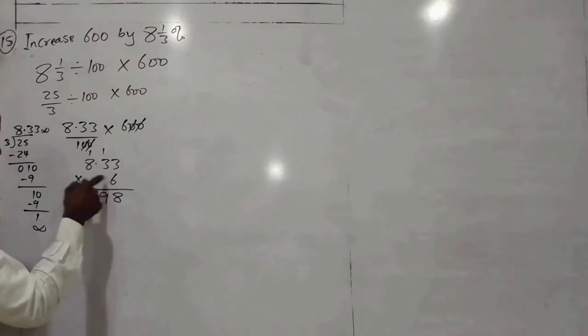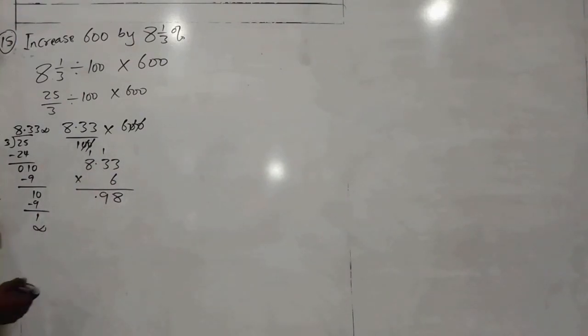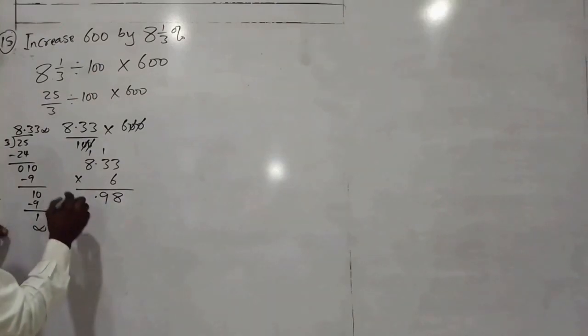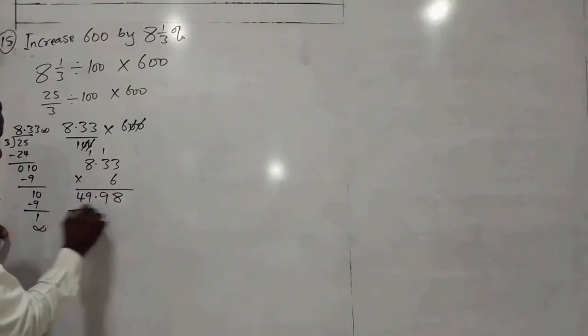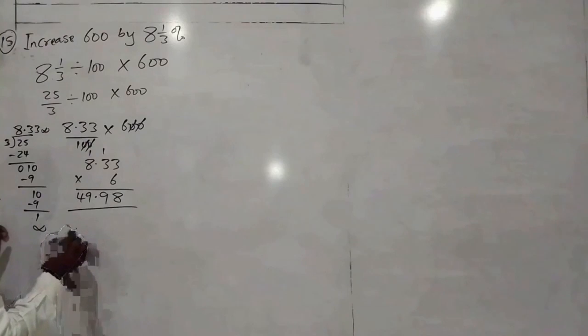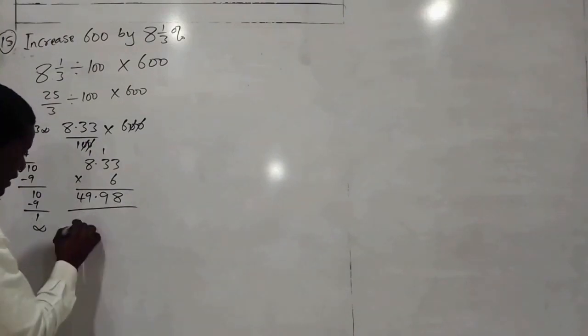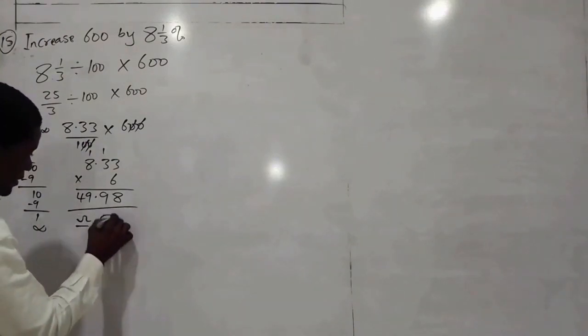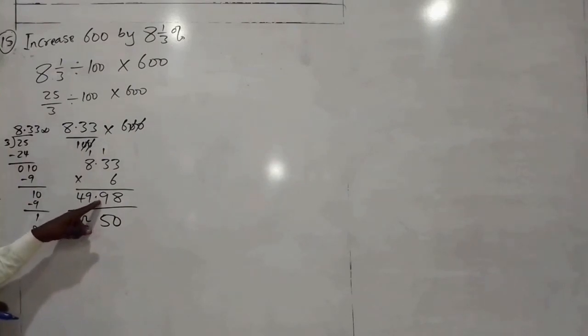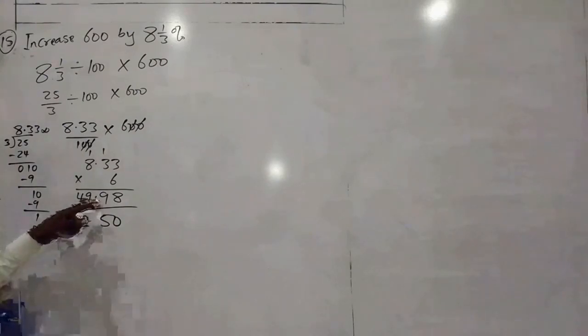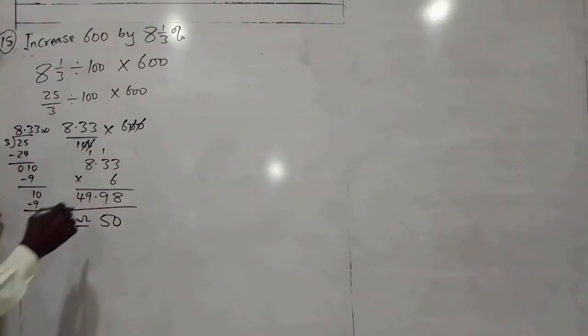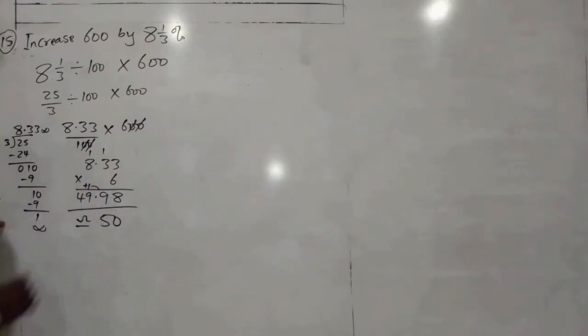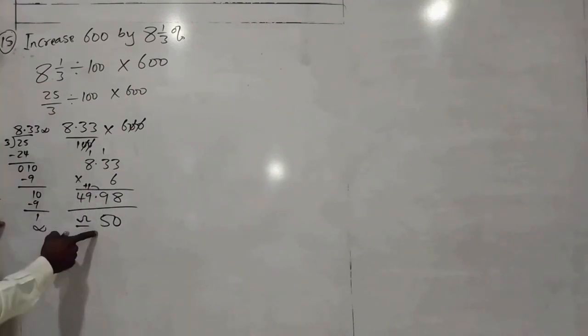6 times 8, 48. Plus 1, that's 49. So, therefore, I can approximate this 49 to be 50. Approximately 50 because this 9 is more than 5. So we can approximate it to be 50. That will be plus 1 here. That's what we call approximation to be 50.